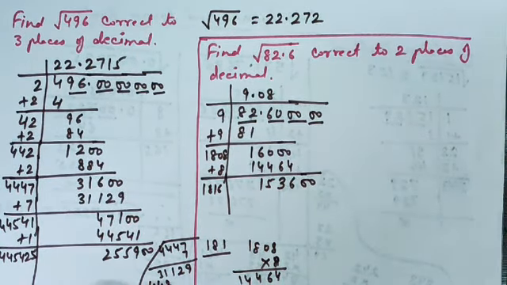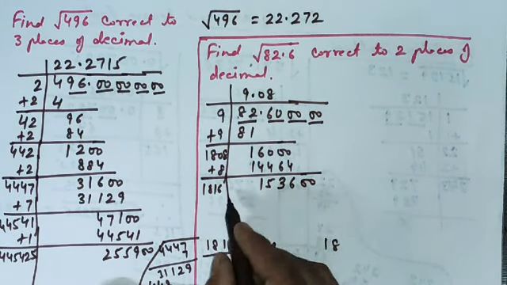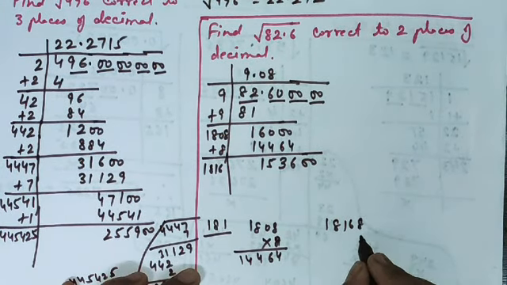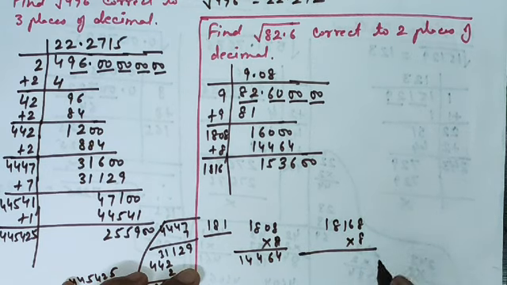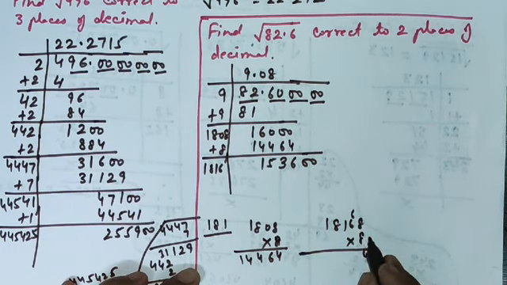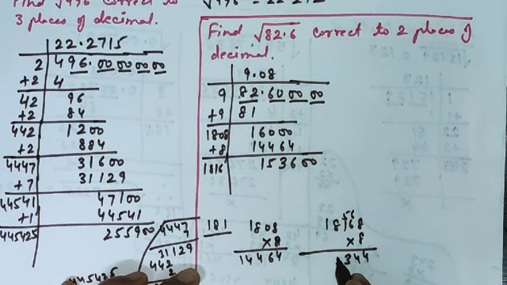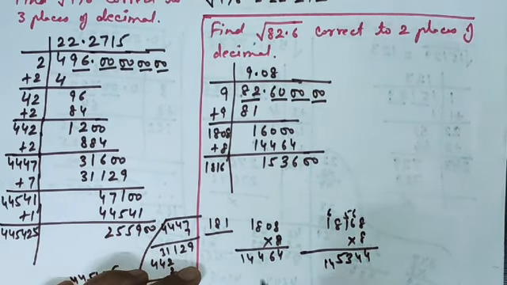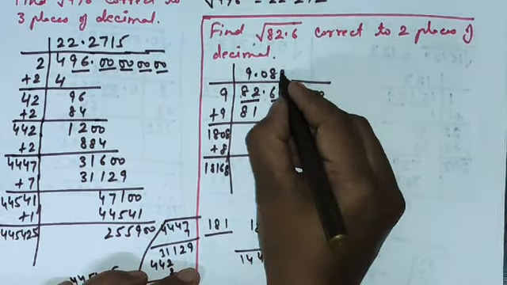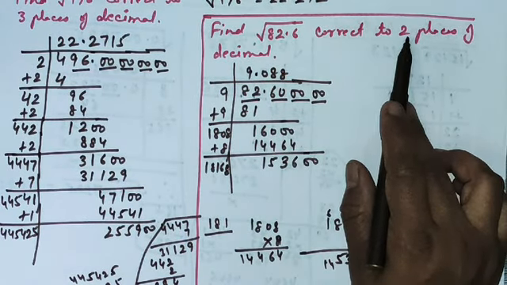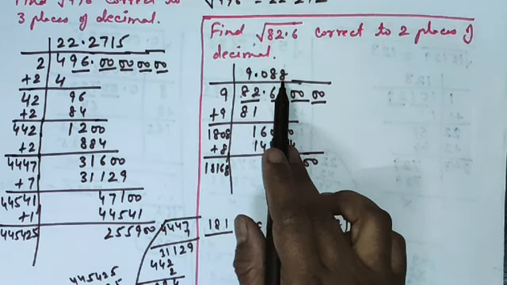So 153600. Now 1816 is the number. If I take 8 again, it's 1453444. That means it will again be divisible by 8. So now I have found the answer up to 3 places. I have to find the answer up to 2 places. So I have found the answer up to 3 places.